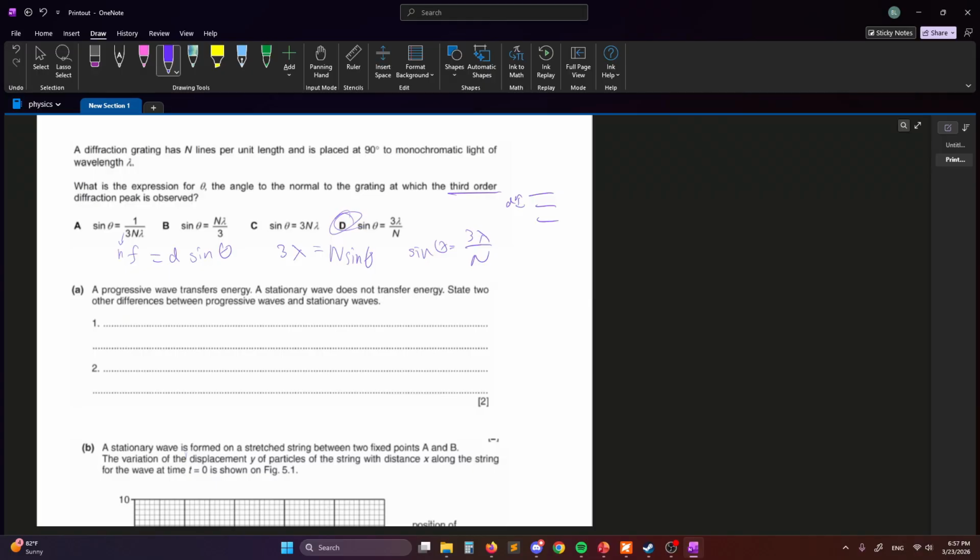All right. A progressive wave transfers energy. A stationary wave does not transfer energy. State 2 other differences between progressive waves and stationary waves. Okay, so for this one, I'm going to bring out other definitions. In progressive waves, all waves have the same amplitude.